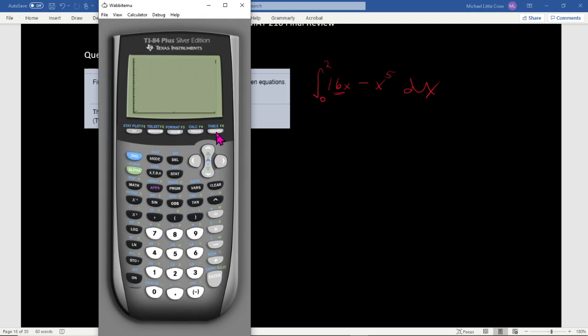When I do that, this is my new graph, and if I get the area under this curve, that's what this integral is, right? Second calc, number 7, lower limit of 0, upper limit of 2. It's going to find the area under the curve, and it tells me it's 21.333.